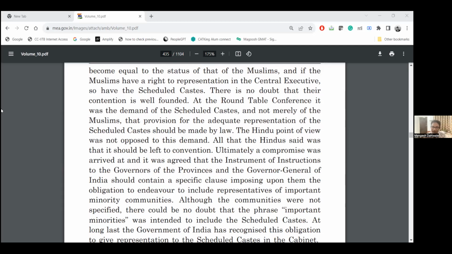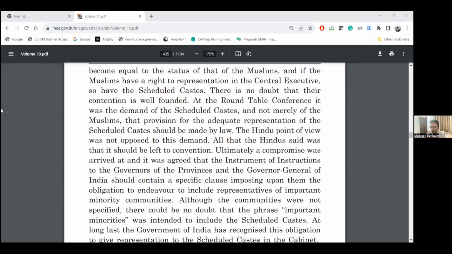And that has been a very rallying point. Therefore, after 1946, whichever commission came, they declined to accept the scheduled caste as a minority. And that was one of the crises which led Babasaheb Ambedkar to go to England and advocate for the rights of the scheduled caste. So very important points are here.